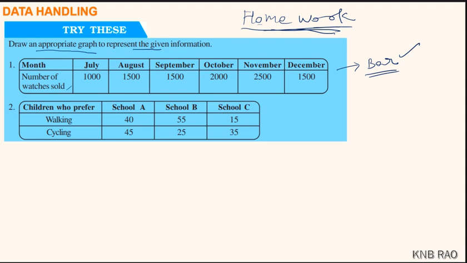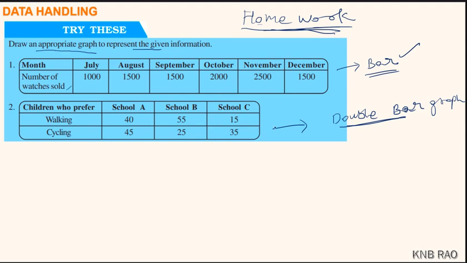Then coming to the children who prefer walking, cycling, given in question number 2. School A, school B, school C. Here what graph will you draw? Better to draw a double bar graph. Let us see how many of you could do this double bar graph. You can draw this. So work on this.